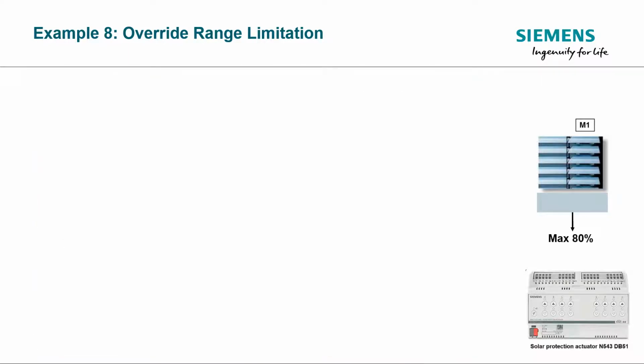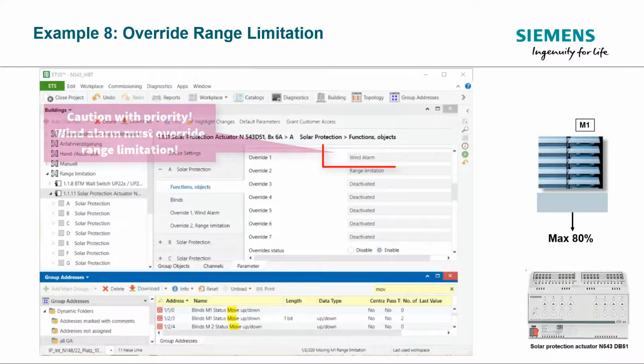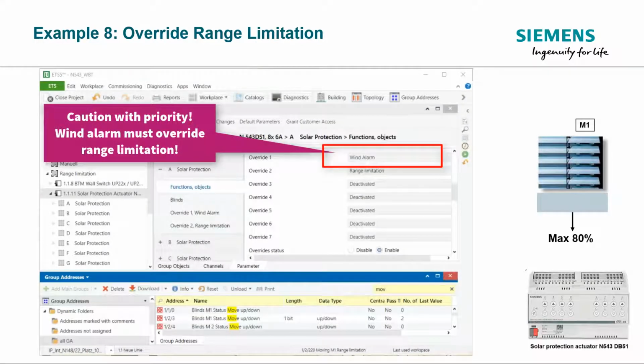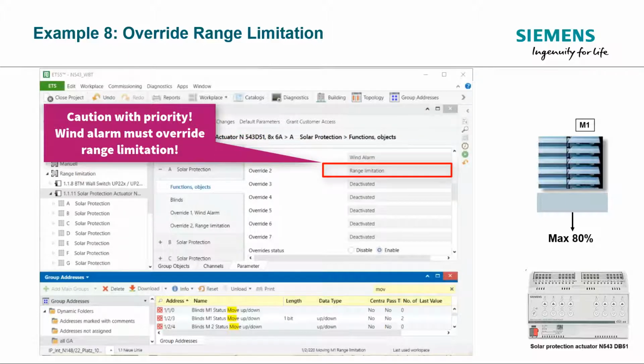Or is there something else to consider? Right. For those who look closely, they might have seen that the wind alarm was configured as the first override. The range limitation is the second. So it has priority over the wind alarm. In the event of a wind alarm with active range limitation, the blind only moves up to 20%.